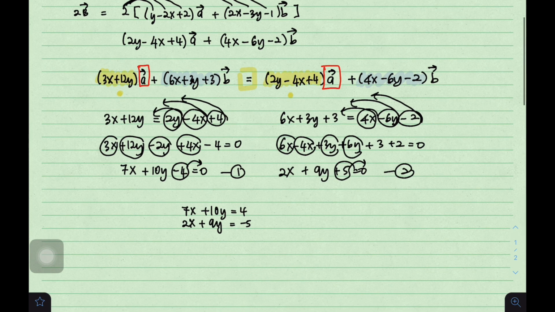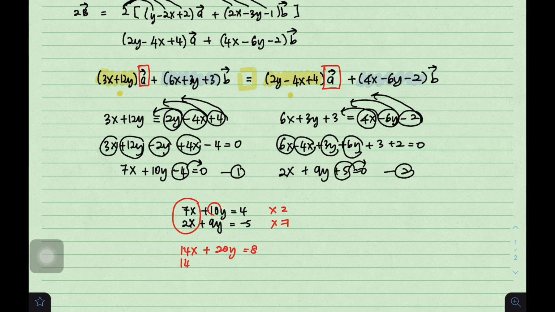I will solve it manually, where I will multiply this one with 2 and this one with 7, so that I will get the same value of x here. So 7 times 2 is 14x. 10 times 2 is 20y equal to 8. This one, everything times with 7.